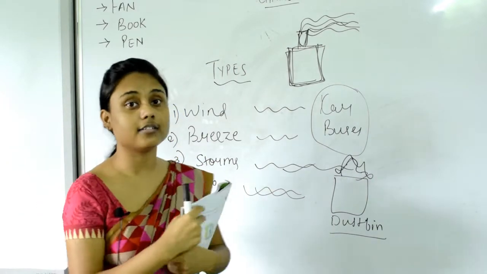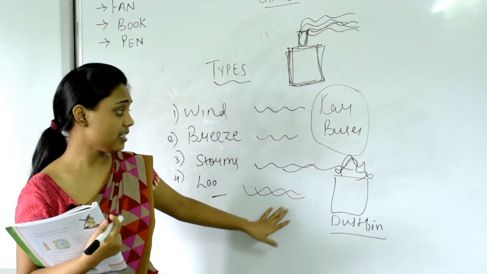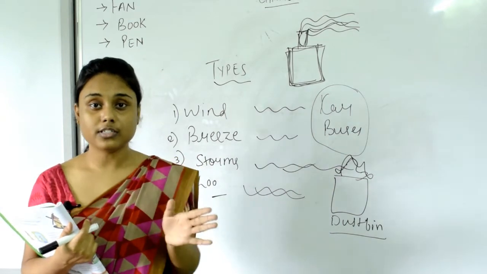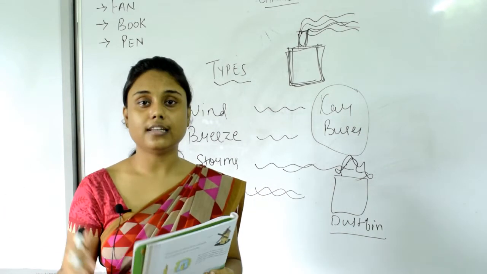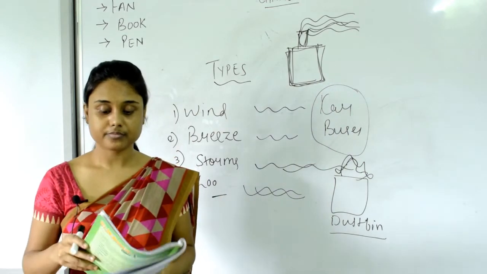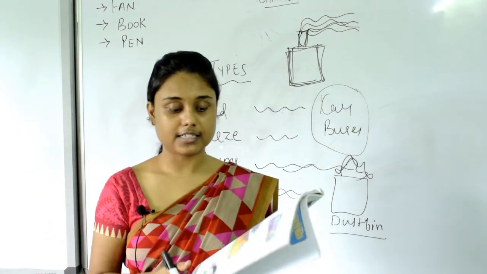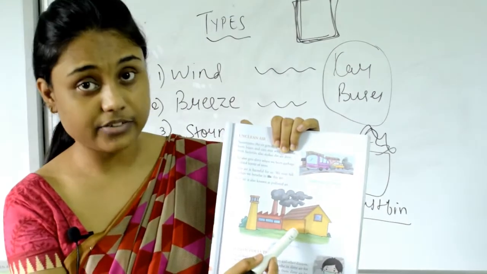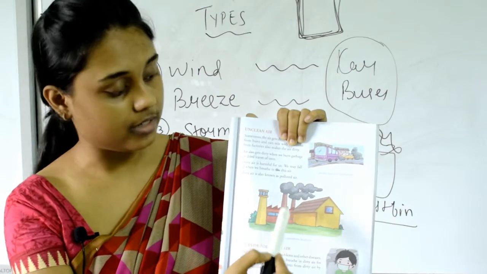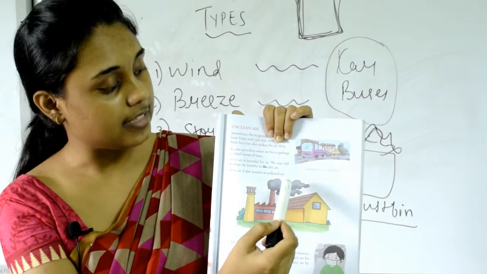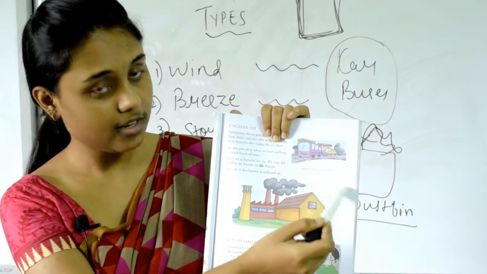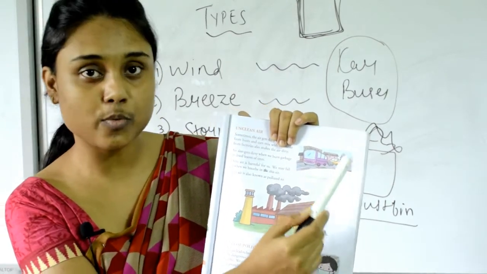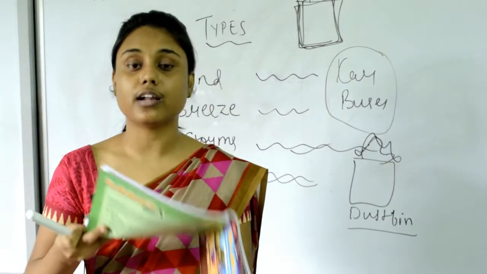So the air which gets dirty is called polluted air, and the air which is not dirty is called clean air. Right? Now see in picture 60, page number 61, here is a factory. This factory is releasing smoke. This is smoke, and it is getting mixed in the air. Here buses and cars are also releasing smoke. This is also getting mixed with our air.